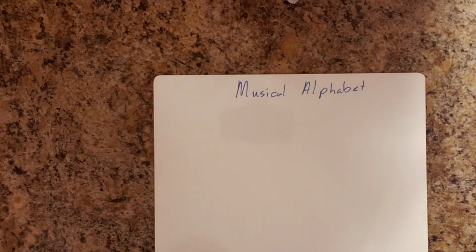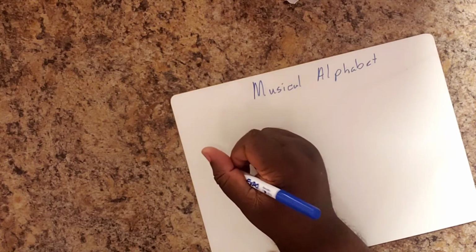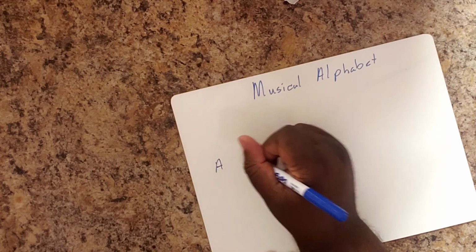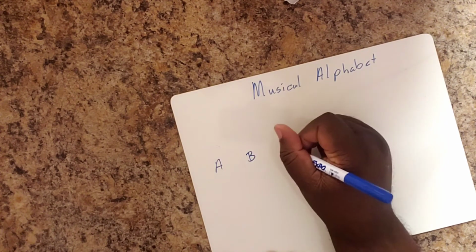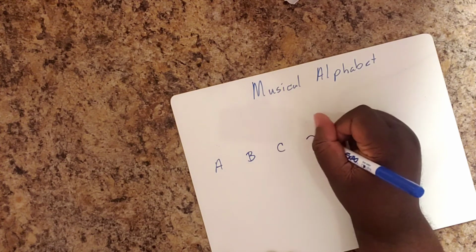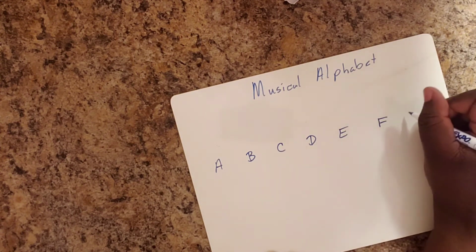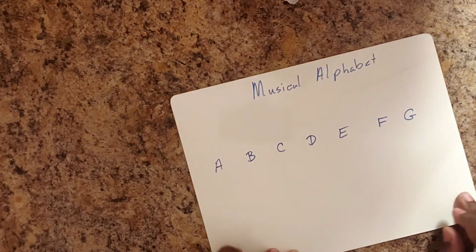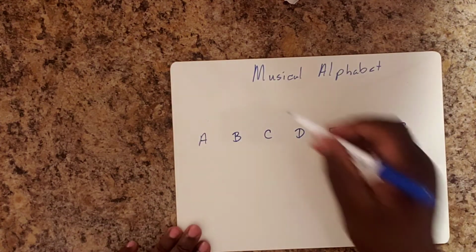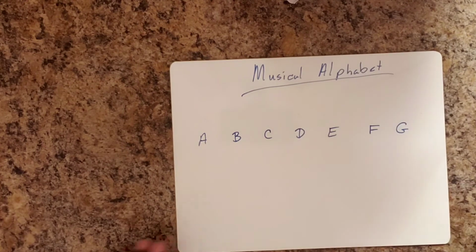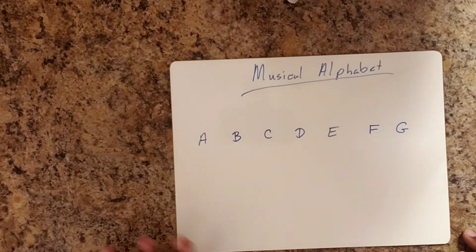We're going to start from the beginning, the musical alphabet. And I'll write that out for you. All right, it's simple. The musical alphabet is from the letter A to the letter G, going from left to right.